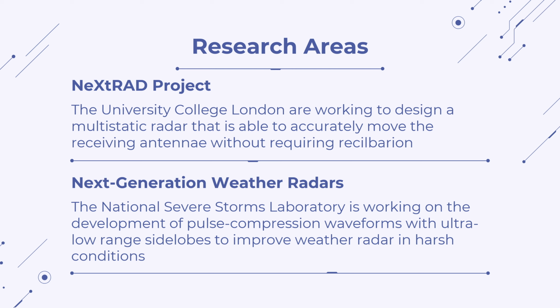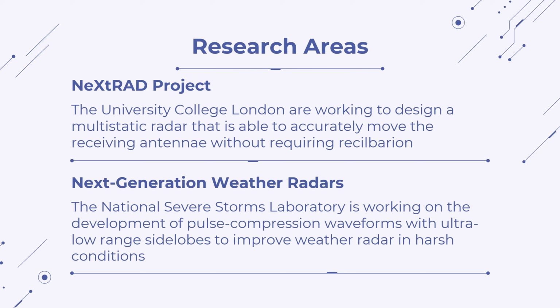Research areas on the bistatic and multistatic radar. The University College London is working on a multistatic radar system that is able to accurately move the antennas without requiring calibration. This is incredibly useful because these multistatic systems require much more complicated reflectors, while most monostatic systems use trihedral corner reflectors. These multistatic systems require much larger objects like a large metal sphere or a cylinder that are quite challenging to accurately place and require recalibration every time that these antennae are moved. So having a system that can change its target sampling area is very appealing.